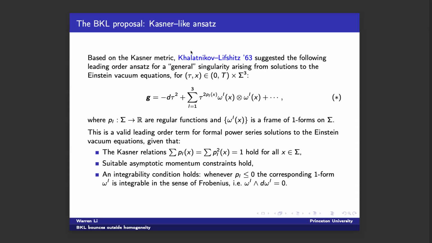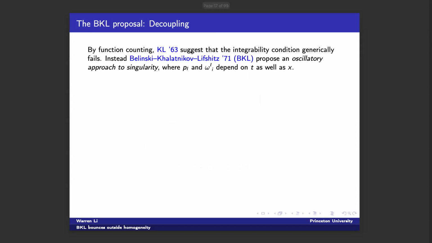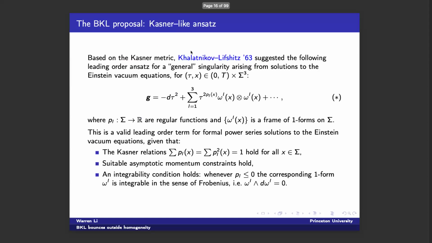So actually, whenever you expect two directions to be the same, so Schwarzschild, that's true. Yes. So, okay, here's the funny thing. By some kind of heuristic function counting, degrees of freedom counting argument, in that paper of Khalatnikov and Lifshitz, they actually suggest that the final integrability condition, that thing at the end, generically doesn't hold. So actually generically that ansatz is not.